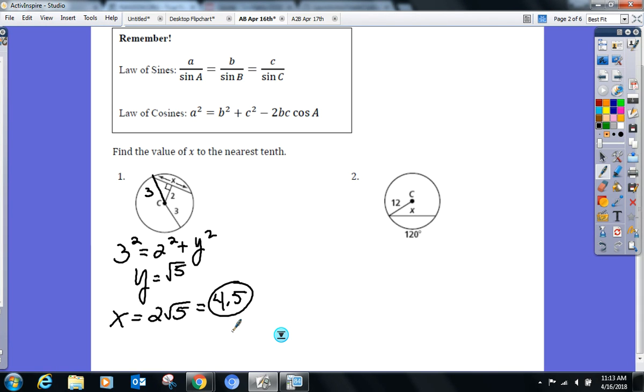All right, look at number 2. I have a radius of 12. I have a chord length I'm trying to find, and that arc measures 120. Anything you want to do here? Because you can add in your own stuff. We just added in a radius of 3 over there. If you can add in something that'll help you, do it. That's the length of the chord we were trying to find, the length of the chord X.